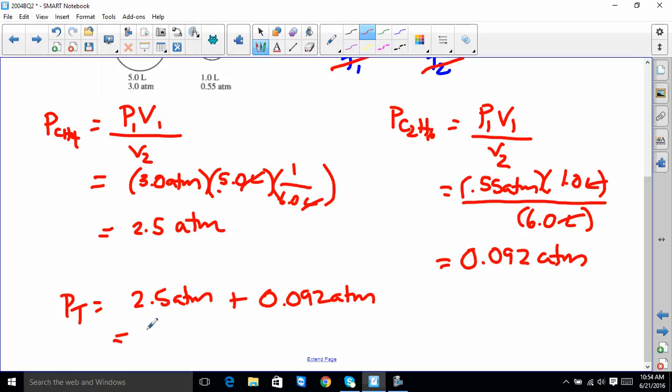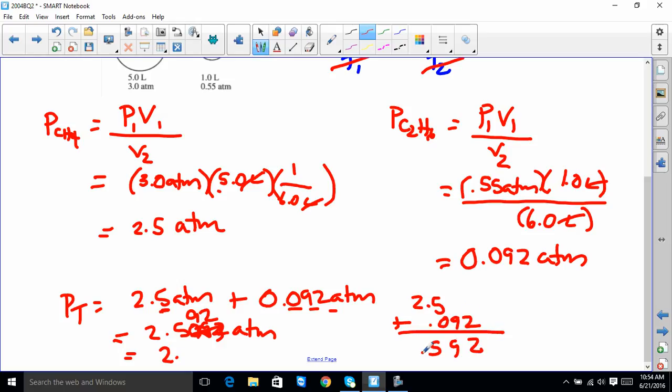If you do that on a calculator, you get something like 2.592 atmospheres, but keeping in mind that when you add, you count decimal places. So this is good to the 10th, this is good to the 1000th. The answer is only good to the 10th. Sorry, I did that fast. 2.5 plus 0.092, you could see 2.592. And then you only get 1/10, so 2.6 atmospheres is the best answer to that problem.